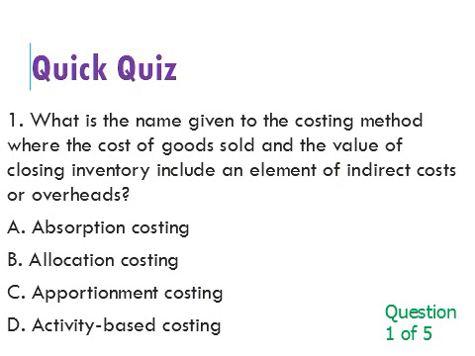Quick quiz. Question 1. What is the name given to the costing method where the cost of goods sold and the value of closing inventory include an element of indirect costs or overheads? A. Absorption costing. B. Allocation costing. C. Apportionment costing. D. Activity-based costing.